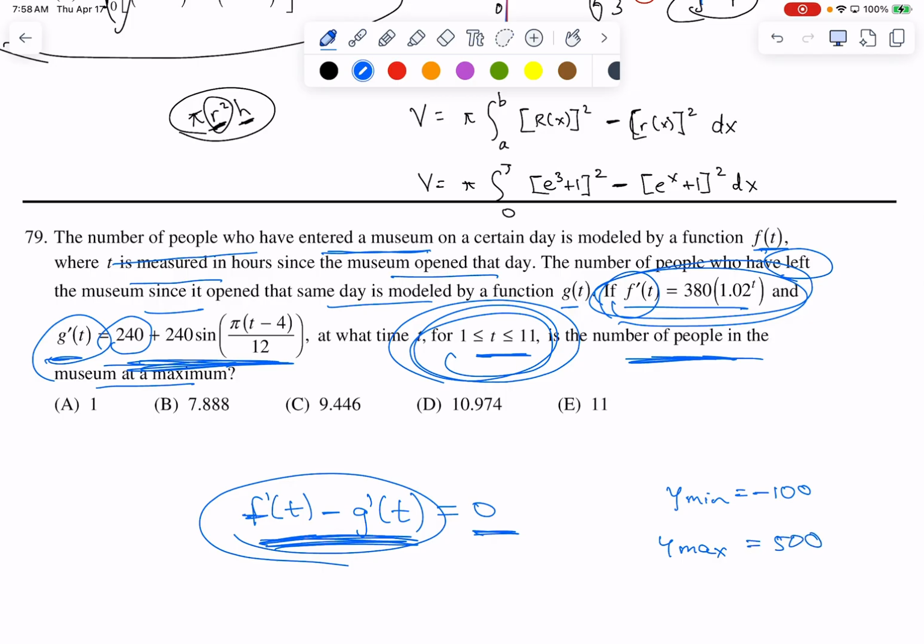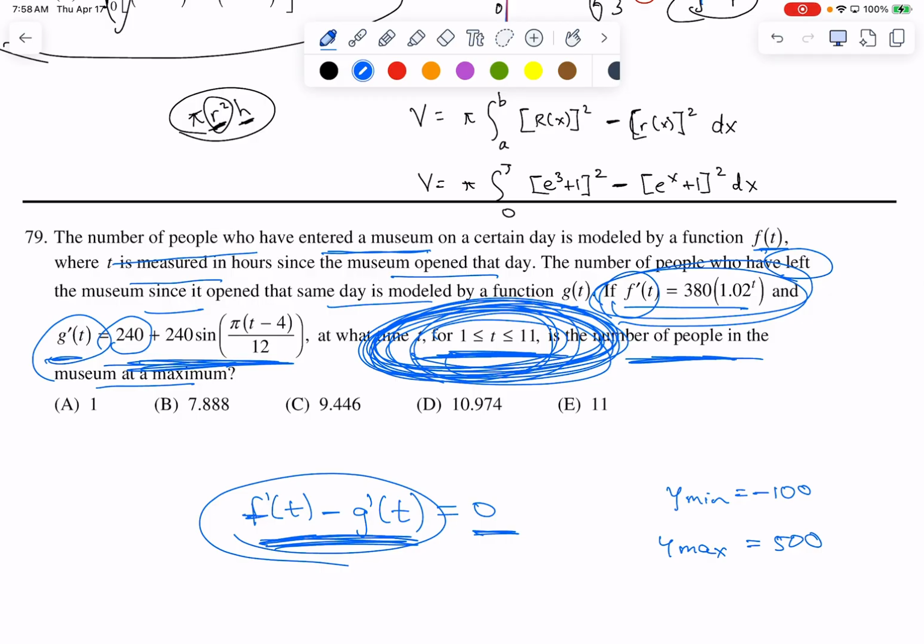Does x min need to be more than 1 if we want to see where it's at 0? No, we want to see where it crosses the x-axis. So we want to see where y is equal to 0. Guys, change your window so that you only care about values of t between 1 and 11. Your x-axis is the t-axis. So change your x min to 1, your x max to 11. Are you good with that?